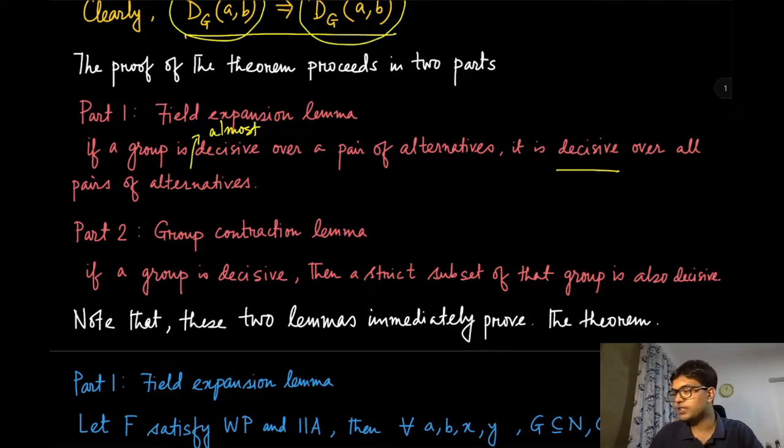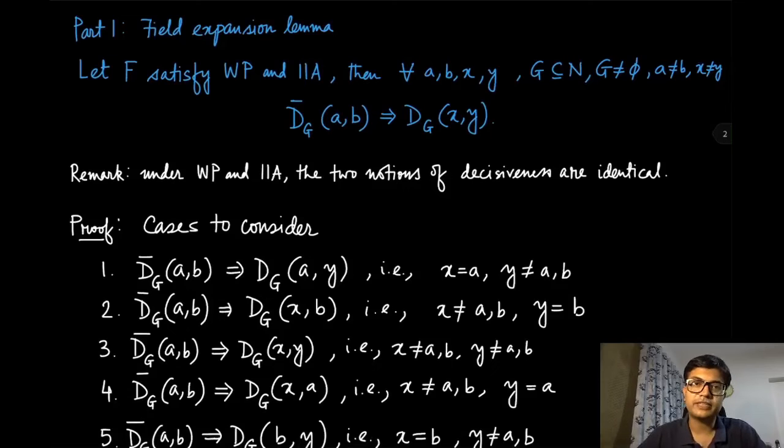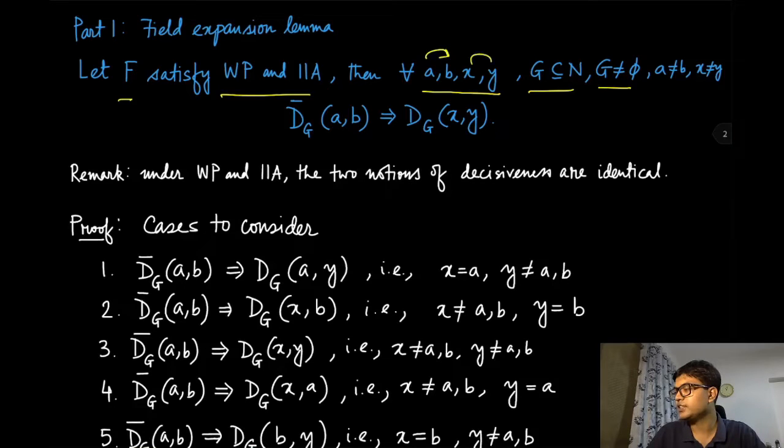Let us now go into proving each of these lemmas one by one. The first one is the field expansion lemma. What does it say? Suppose we have this Arrovian social welfare function F that satisfies weak Pareto and IIA. Then for all alternatives A, B, X and Y, with the condition that G is a subset of N and it is not empty, and certainly A is not equal to B and X is not equal to Y, then if this set G is almost decisive between A and B, it is going to imply that it is decisive over x and y, where x and y are arbitrary.